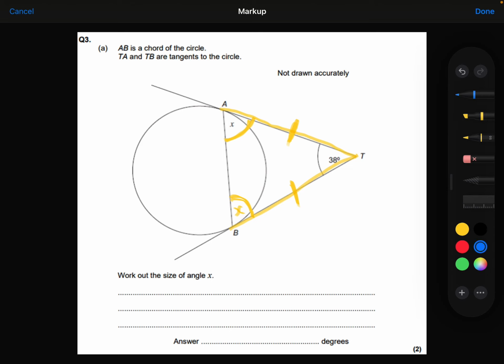Therefore, if I do 180, take away the 38, that's going to give me 142. So these two angles add up to 142. So if I divide that by 2, I find that x is 71 degrees.